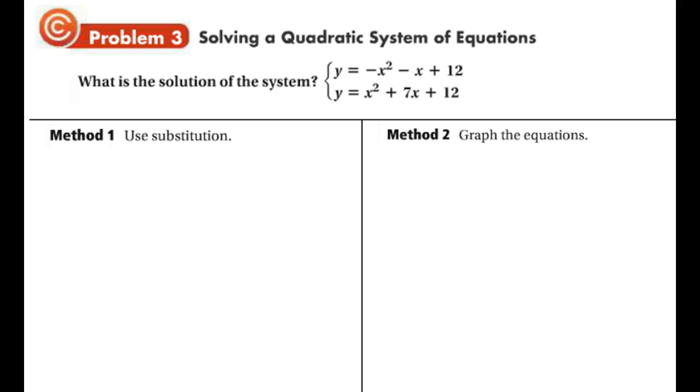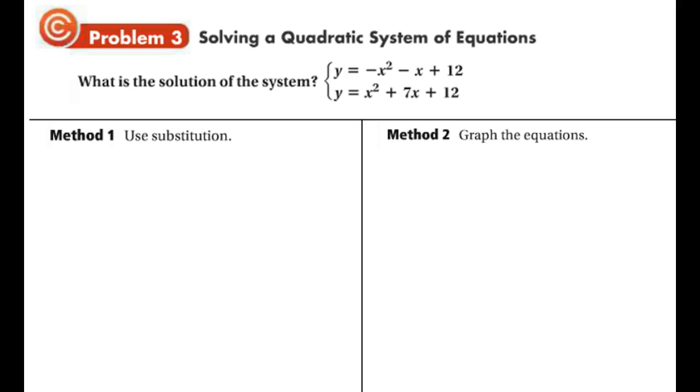In example 3, we're going to learn how to solve a system that has both quadratic equations. And the good news is we can solve quadratic systems using the same methods that we have used for linear systems. We need to find the solution of the system y equals negative x squared minus x plus 12 and y equals x squared plus 7x plus 12.